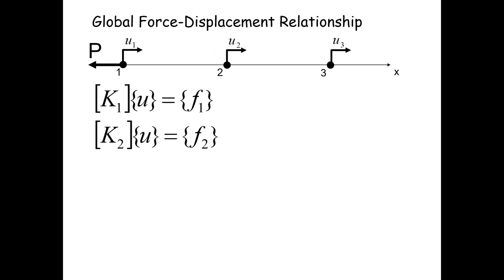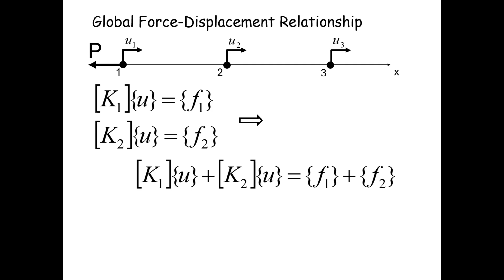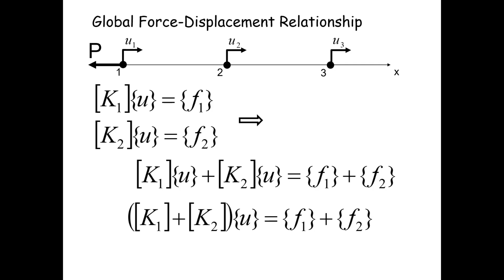To obtain the relationship between nodal displacements and forces for the entire system, add these two equations. Since the displacement vector U is the global displacement vector, using the distributivity of matrix multiplication over addition we can rewrite this equation as follows. This gives us the relationship between nodal displacements and forces for the entire system.